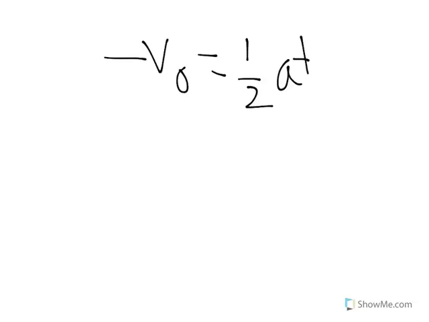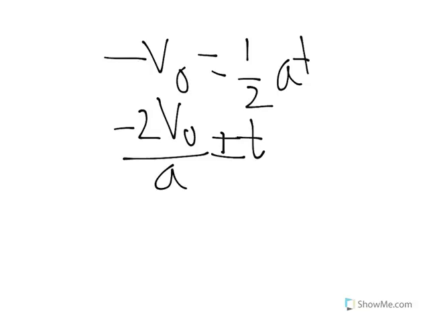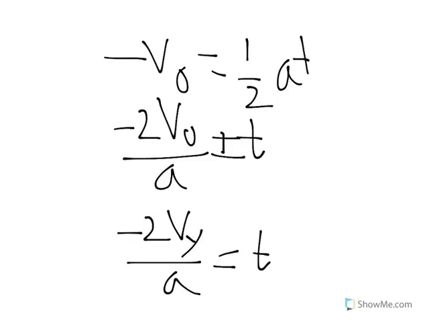Multiply by 2, divide by a. Negative 2 v naught over a equals t. Now what's v naught? In this case, because we're dealing with the y direction, that'd be v sub y. So negative 2 v sub y over a equals t. The exact same thing we derived the other way. So as you can see, no matter which equation you use, you always get the same result as long as you do it right. And the trick to doing an equation is you want to use an equation that has all the variables you need, but none of the variables you don't need.